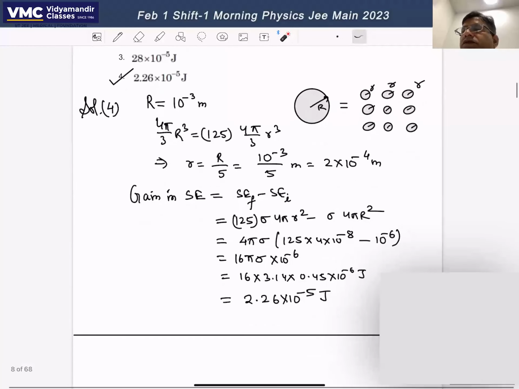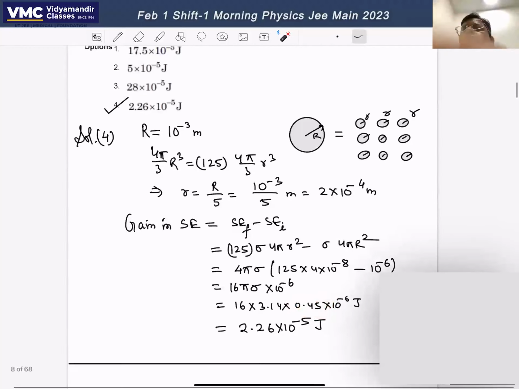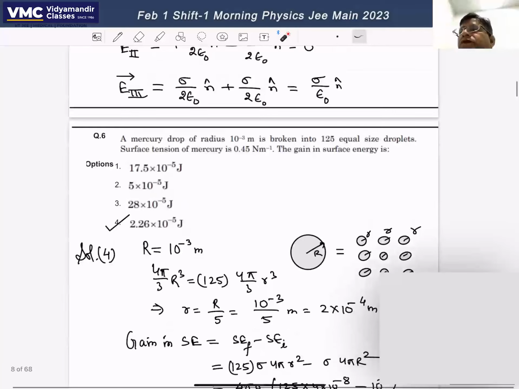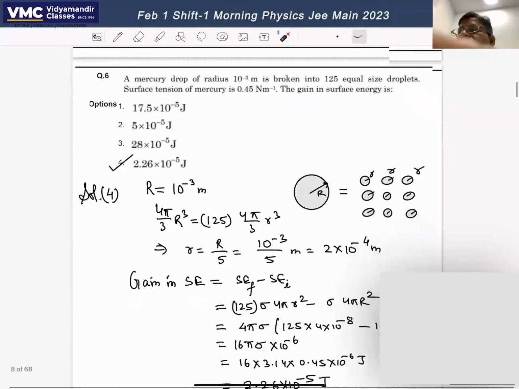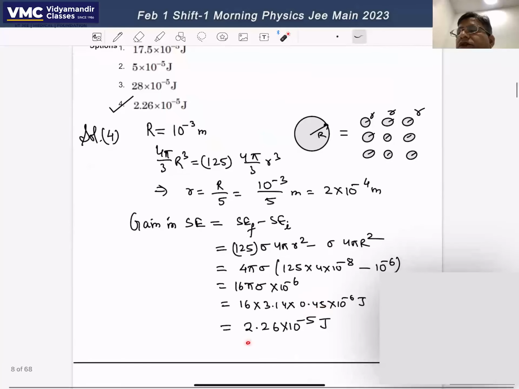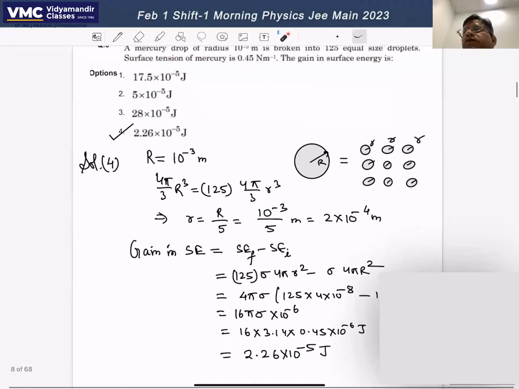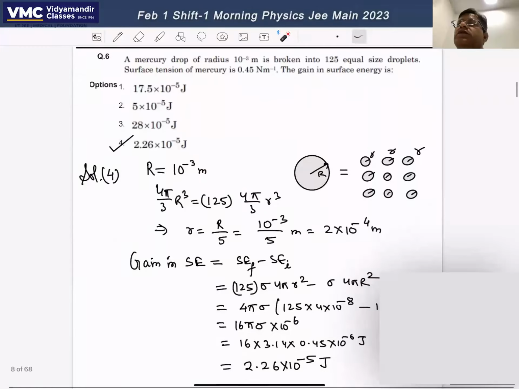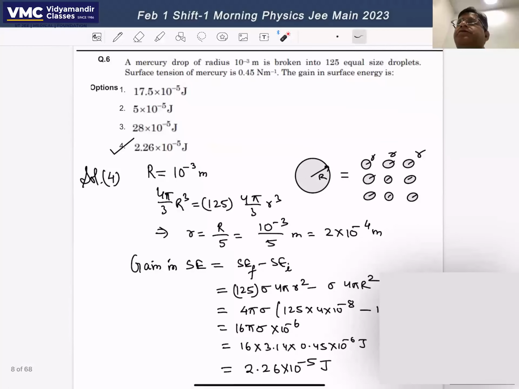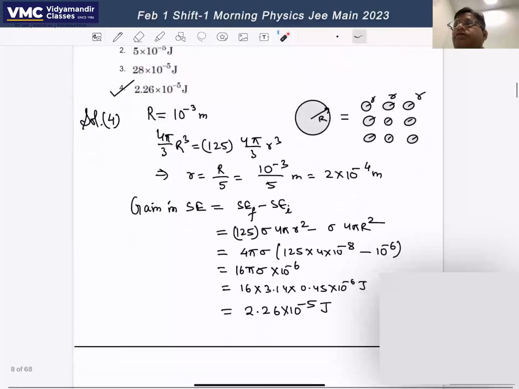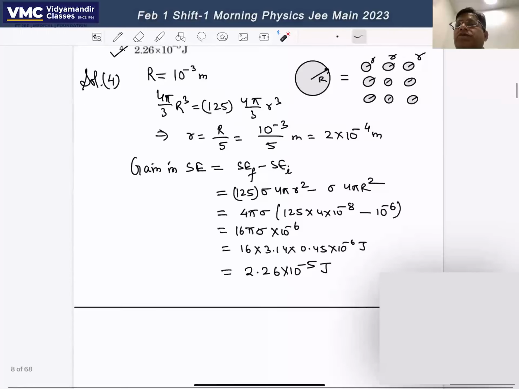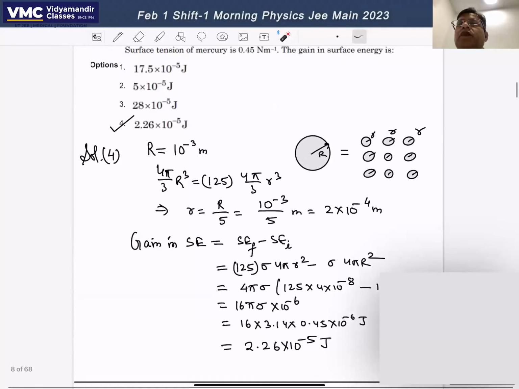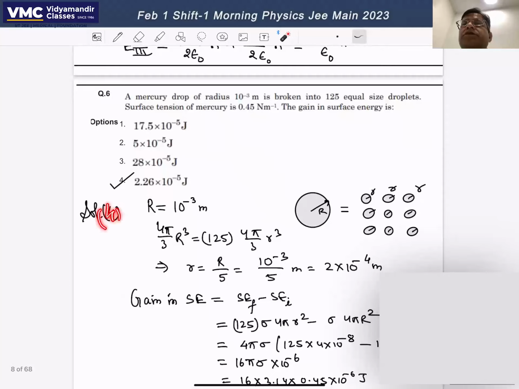Sigma is the surface tension, given as 0.45 Newton per meter, and then we will put in the values. It comes out 2.26 into 10 power minus 5 joule. So option 4 is correct for question number 6.